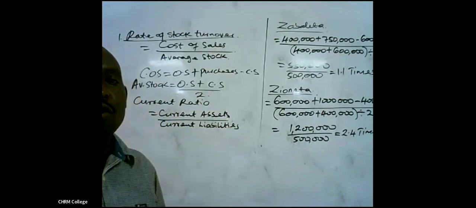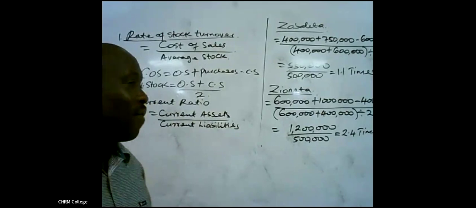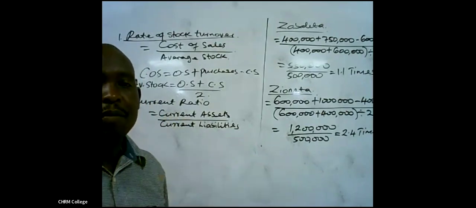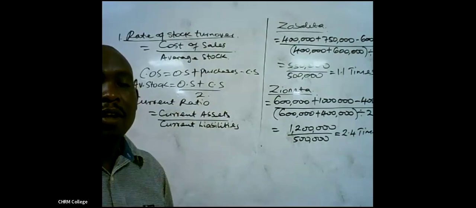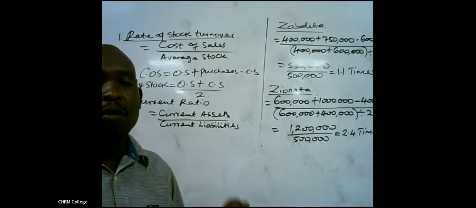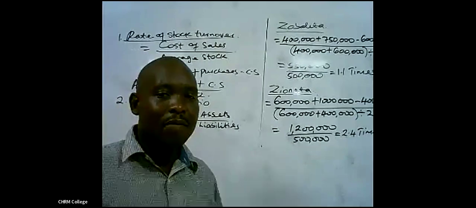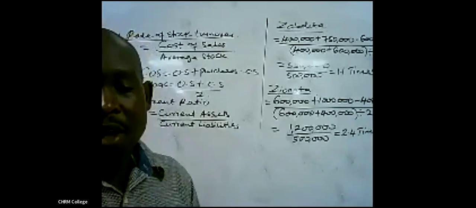So you need to go to the figures and identify the current assets and add them, and also identify the current liabilities and add them. Then you divide the totals of the current assets by the totals of the current liabilities. And that's all.